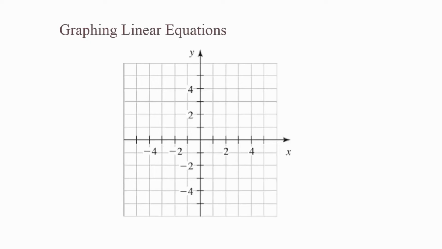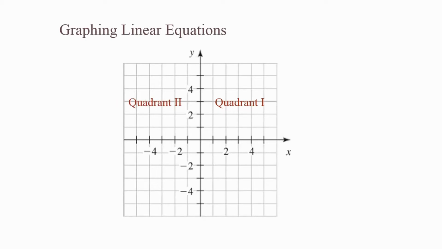Graphing linear equations. Linear equations are graphed on the xy plane. The x-axis goes across and the y-axis goes up and down. The x and y-axis divide our coordinate plane into 4 parts called quadrants. Quadrant 1 is in the upper right, moving counterclockwise.